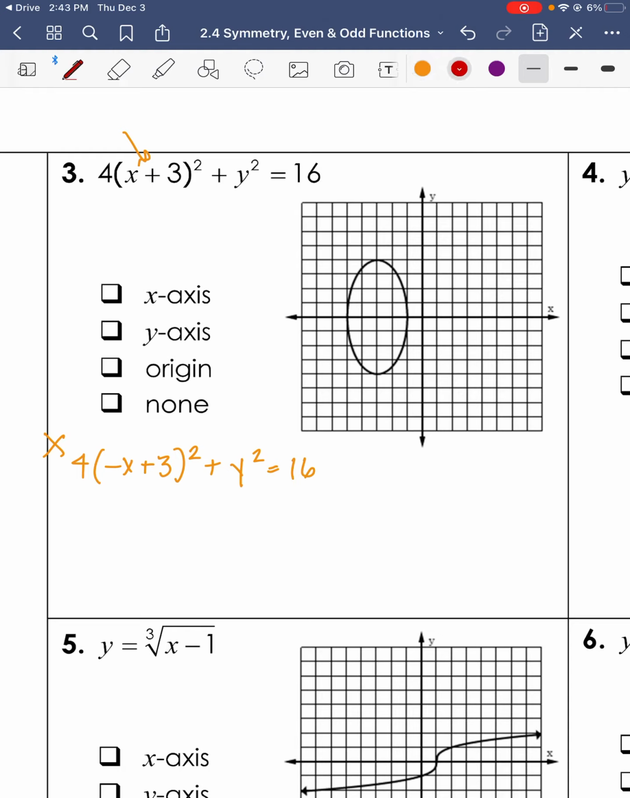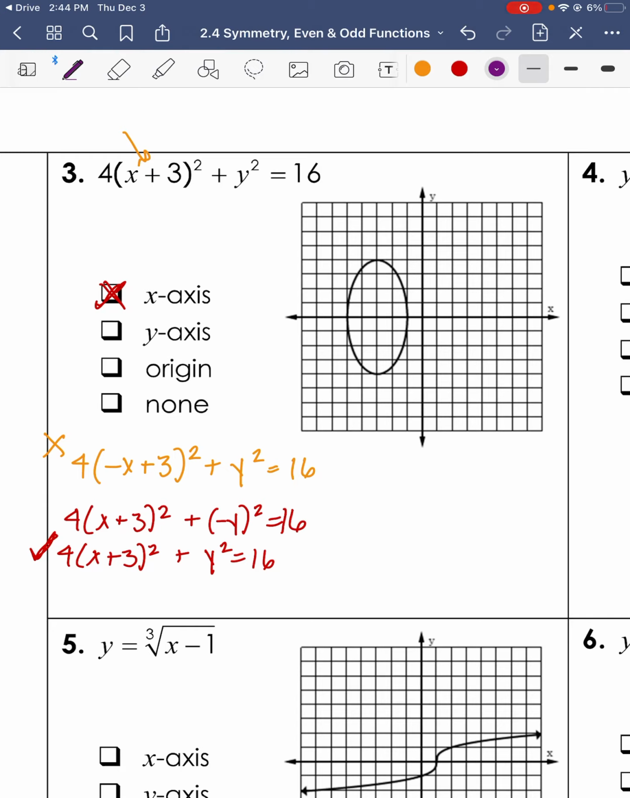If we change the y's to negative y, we'll have 4 times x plus 3 squared plus negative y squared is equal to 16. Well, this will all stay the same, and we'll just do the operation: negative y squared is just positive y squared is equal to 16. And we can see here that this is equal to the original equation, so we do have symmetry about the x-axis here.